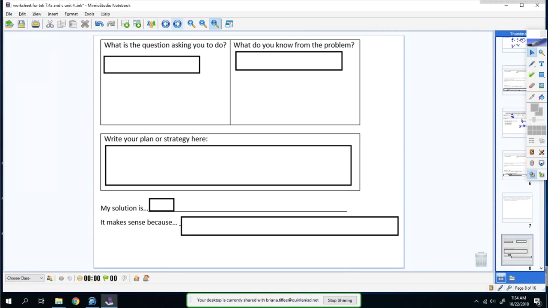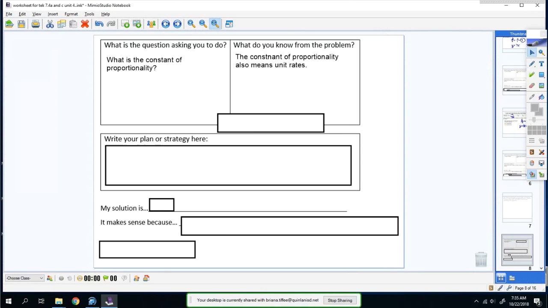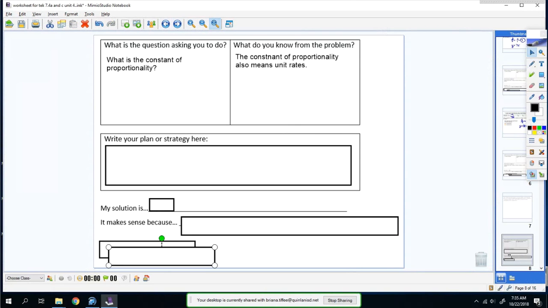Okay, well, let's break this word problem down. First off, what is this question asking you to do? What is the constant of proportionality? Okay, that's what it's asking for. Now we've got to figure out, what do we know about this? What did the problem tell you? Well, we know that constant of proportionality also means unit rate. So it's basically just asking you to find the unit rate.